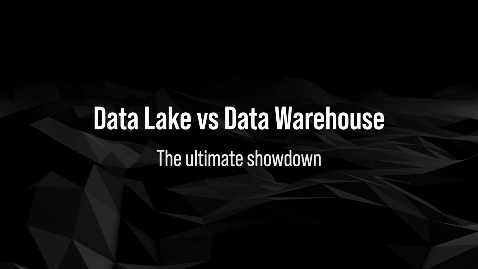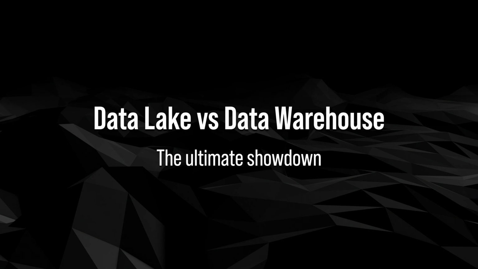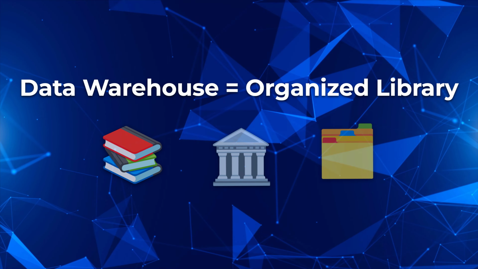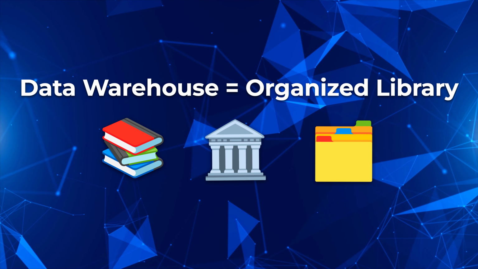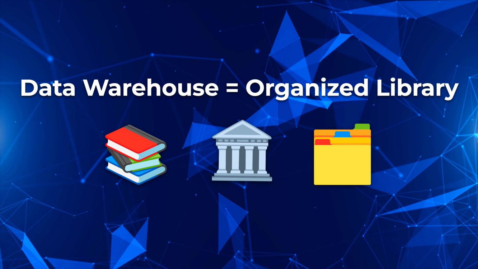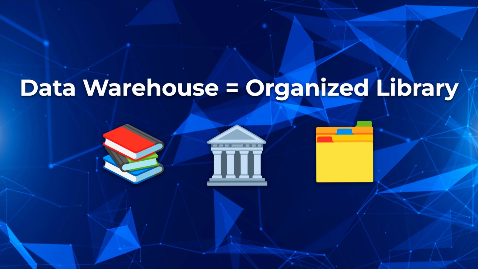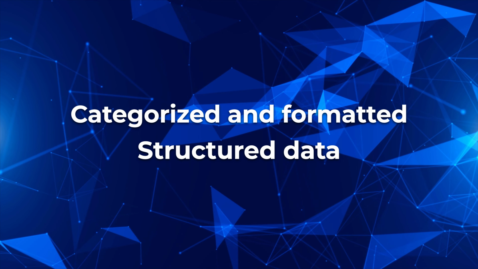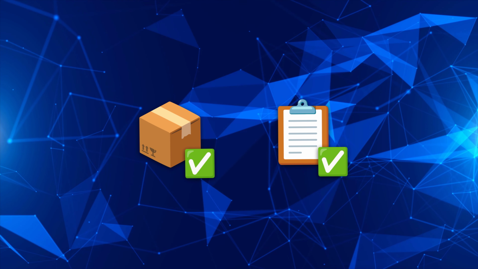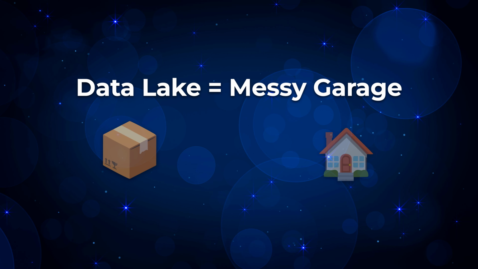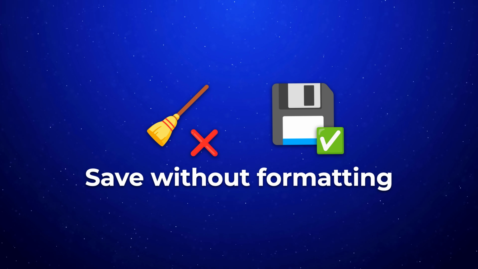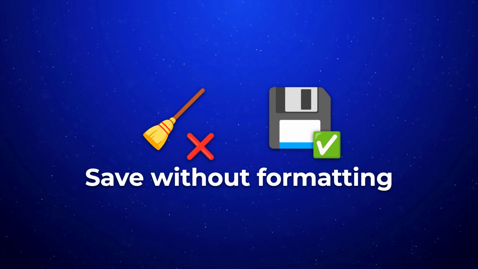Data lake versus data warehouse, the ultimate showdown. So, how is this different from a data warehouse? All right. Think of a data warehouse like a beautifully organized library. Before a book goes on the shelf, it gets categorized, formatted, and strictly organized. That's called structured data. But a data lake? A data lake is more like tossing all your moving boxes into the garage and saying you'll sort it out later. It handles unstructured data, which means you don't have to clean it or format it before you save it.